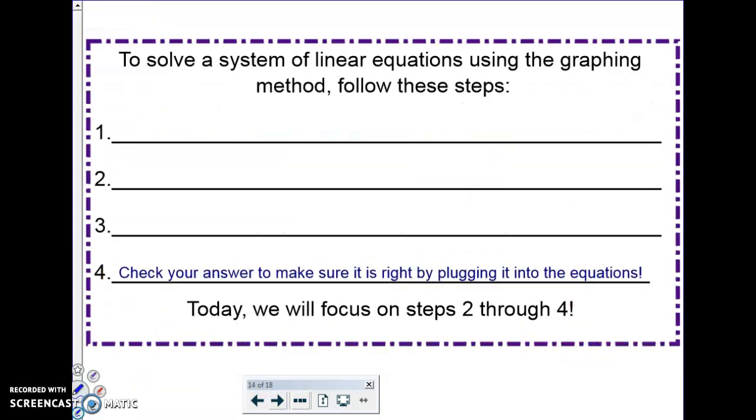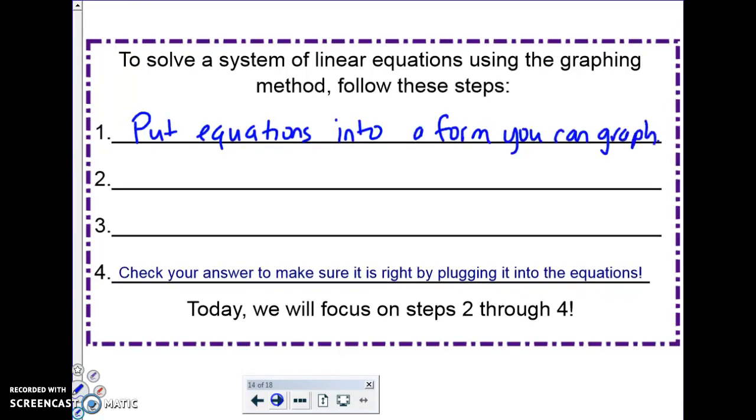All right. And then I gave you the steps, and we're going to fill in the steps again because I want you to be able to recall them very quickly. Number one is put equations into a form you can graph. So usually this means y equals mx plus b. Not always, but usually. If you're really good at graphing using standard form and the intercepts are whole numbers, then you can go with that method also.